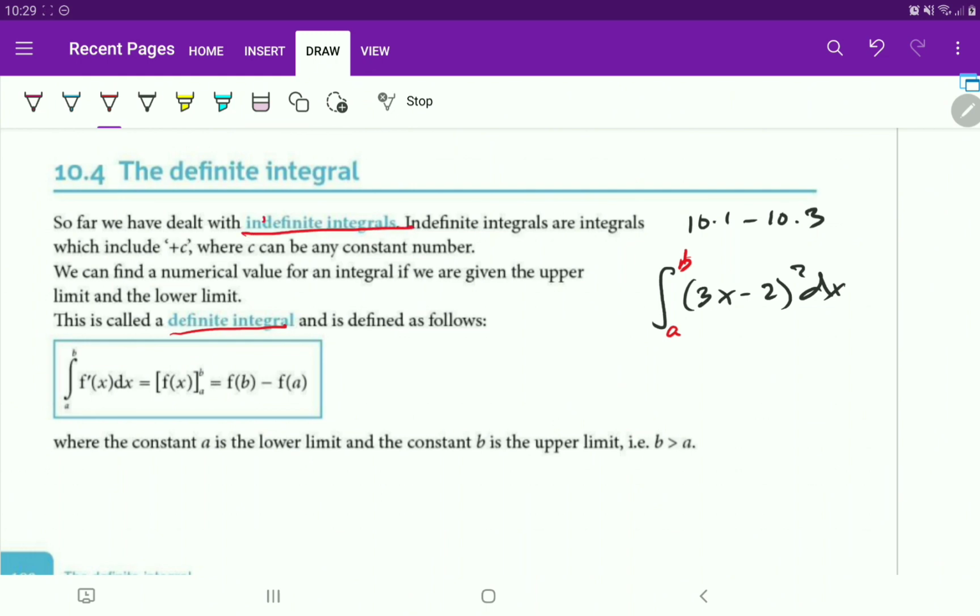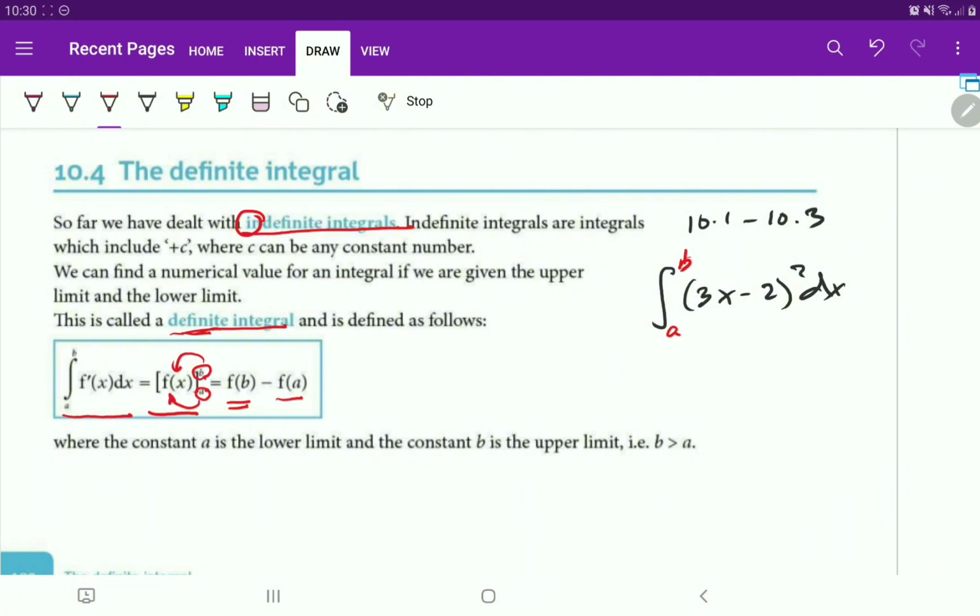From indefinite, not defined, the boundaries are not defined. Now, the boundaries are defined. That's why it's called definite. And what does it tell you? It tells you that after you take the integral, you need to plug in this b first to the integral of that, minus plug in this a to the integral of that.